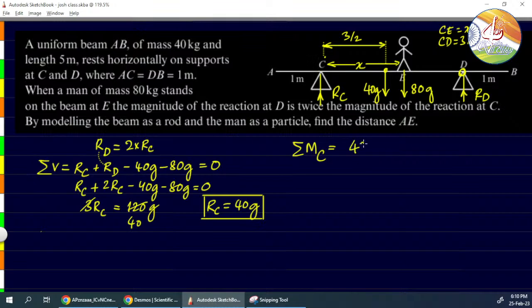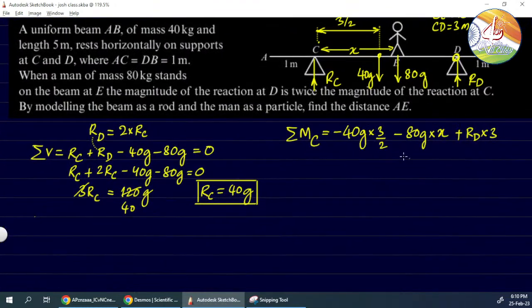40G, the perpendicular distance is 3 by 2, and it is in clockwise direction, so minus. Then 80G, the distance is X and it is acting in clockwise direction, so minus again. Then RD, the distance is 3, and this is acting in anti-clockwise direction, so positive, correct? So this total should be equal to 0.